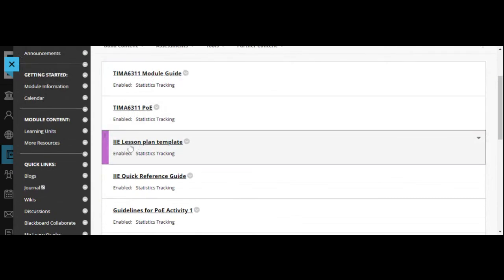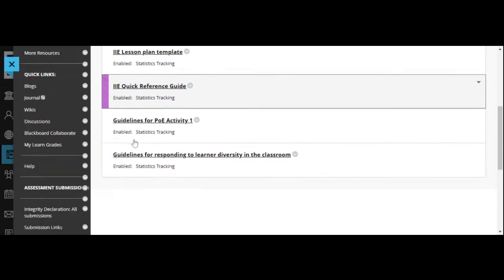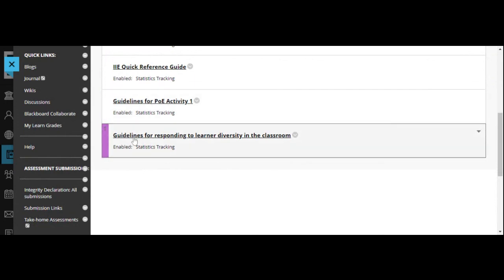Here is the updated lesson plan template, which you should use for all your lessons going forward, for all the modules. Here's the quick reference guide. Here is my PDF of the slideshow that I've just given to you, guidelines for the PoE Activity 1. And then this document, if you click on it, it will look like the CAPS document, but it's not. It is guidelines for responding to learner diversity in the classroom.